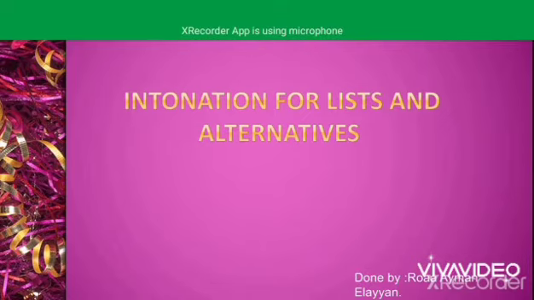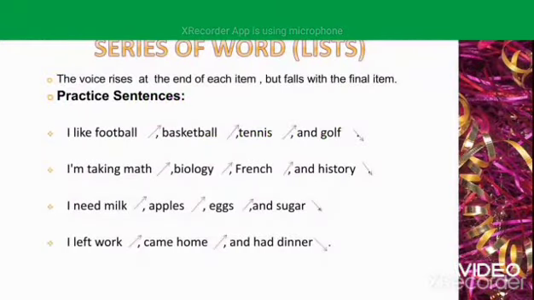So we will talk about intonation when we want to enumerate a series of things, and when we have two options and want to choose one of them. So let's start. Intonation for a series of words, and I mean lists. In this case, the voice rises at the end of each item, but falls with the final item.